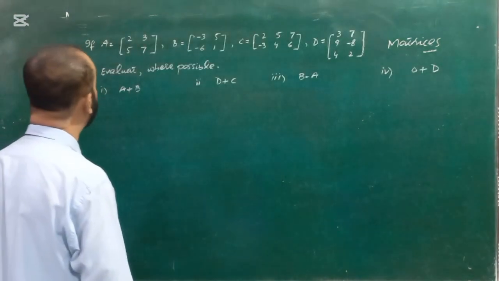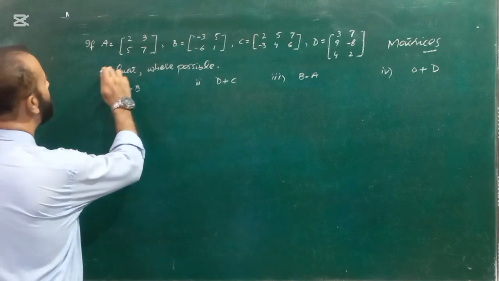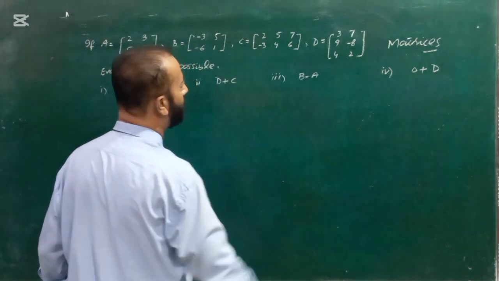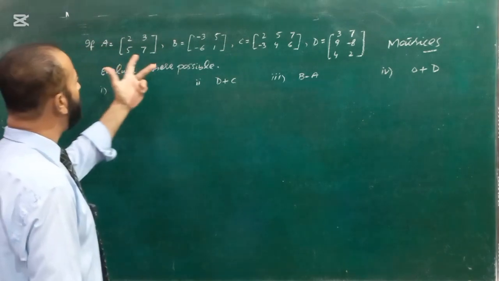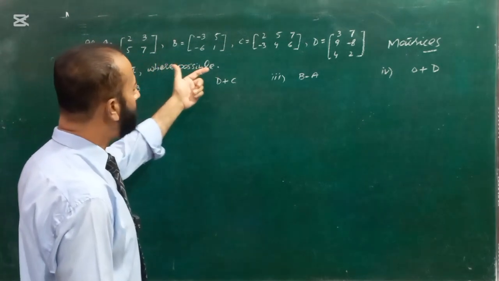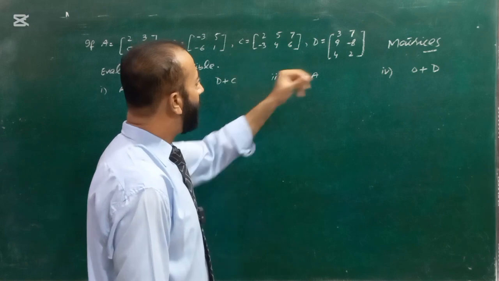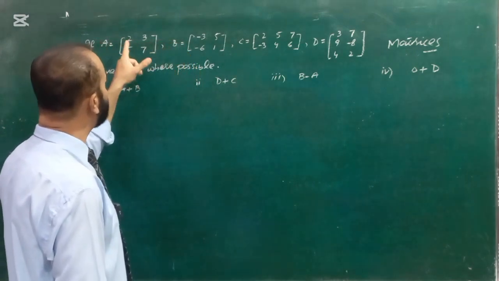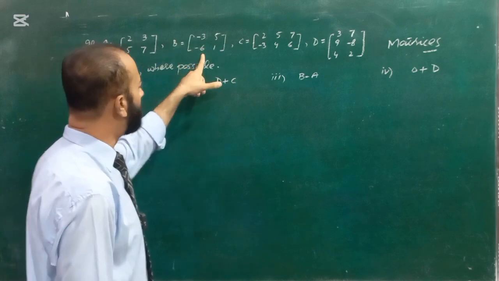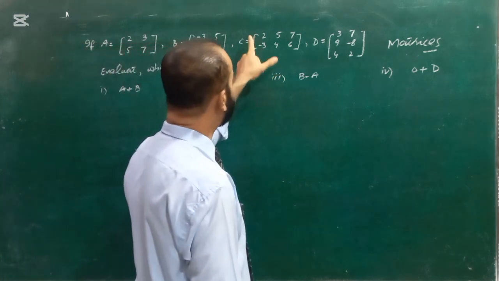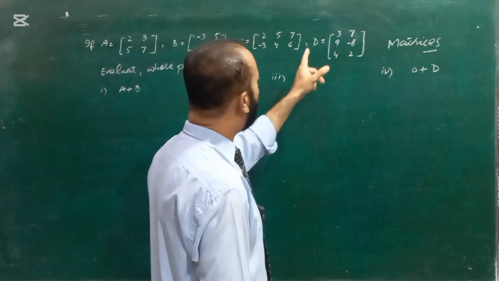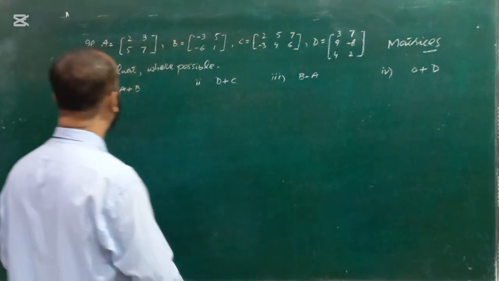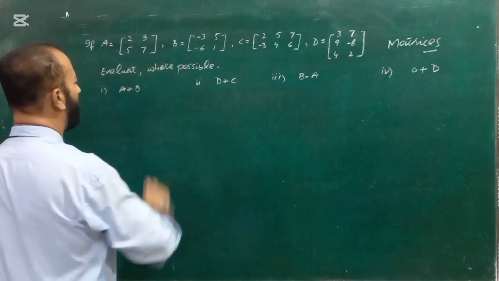Here is another question. So concentrate yourself. If A is equal to 2, 3, 5, 7, B is equal to this, C is equal to this, and D is equal to this. You can see the first two matrices have the same order, but the others have different orders. The order of this matrix is rows first, then columns, so 2 by 2. The order of this matrix is also 2 by 2. The order of this matrix is 2 by 3. The order of this matrix is 3 by 2. So the requirement is to evaluate where possible.